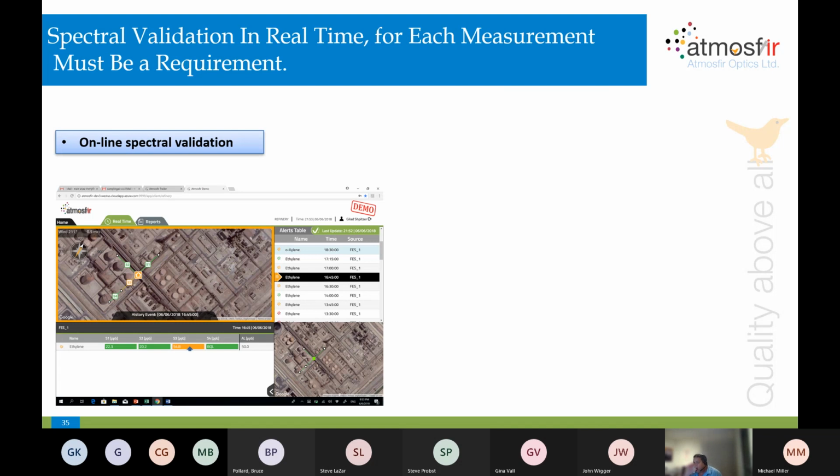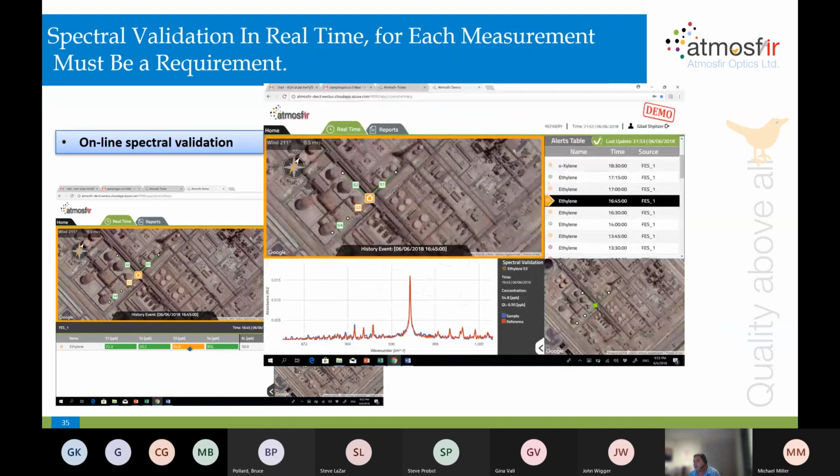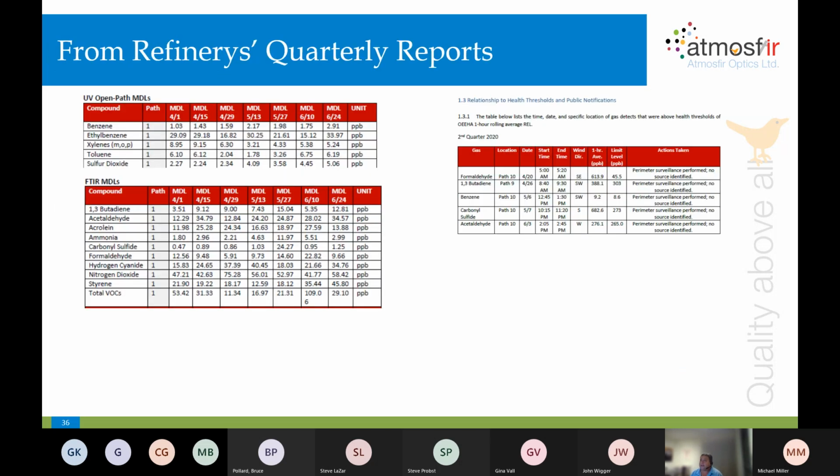Again, with our system, every number you can click on and you will have a spectral validation. Sometimes we are wrong, but we can say in a matter of minutes that we did a wrong analysis, and not wait and also report problematic data in the quarterly report.